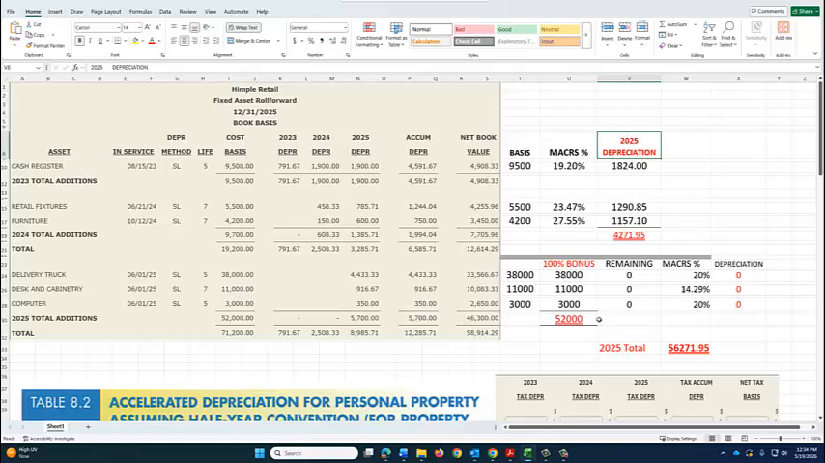In the narrative, it said that for her 23 and 24 assets, she did not use bonus depreciation or Section 179. She just calculated the MACRS depreciation using the depreciation tables. So that's what we're going to have to do here. For the 2025 assets, she did decide to use the bonus depreciation.